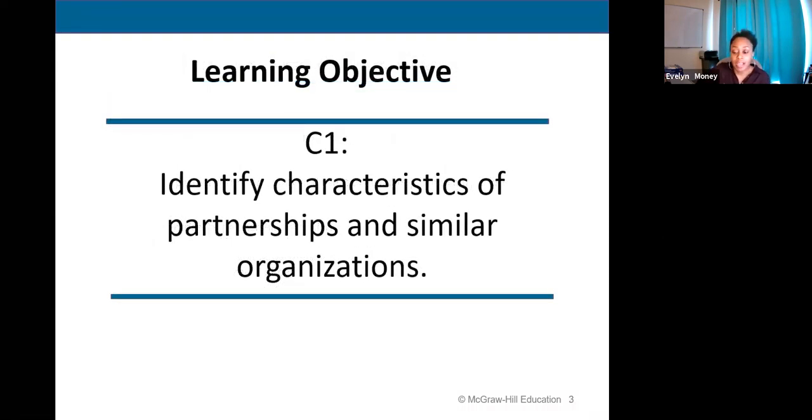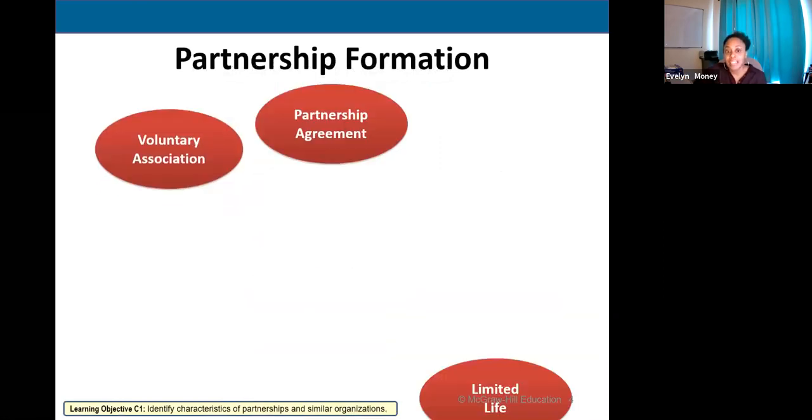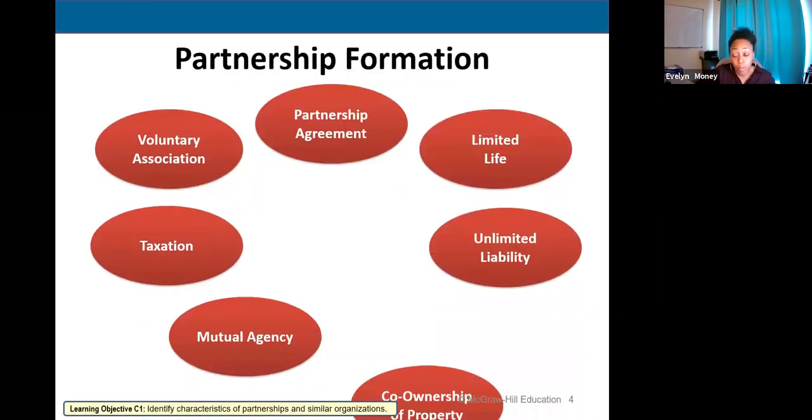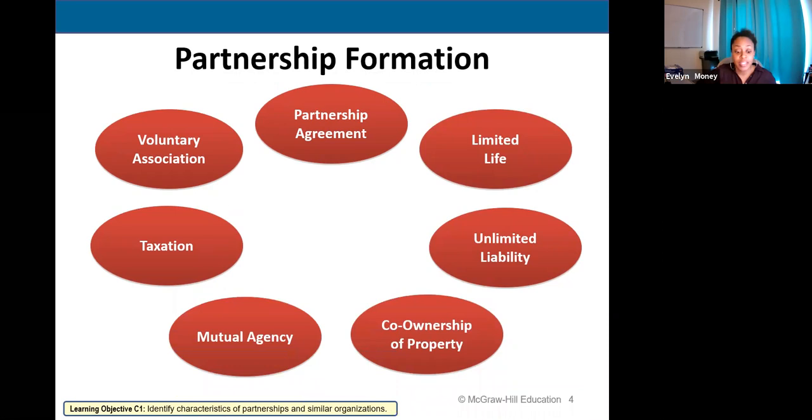So we spend a lot of time in Accounting 1 dealing with sole proprietorships, those businesses that only have one owner. With a partnership, it is a voluntary association of two or more people who come together and say, hey, I want to be in business together. These are some specific characteristics of partnerships.